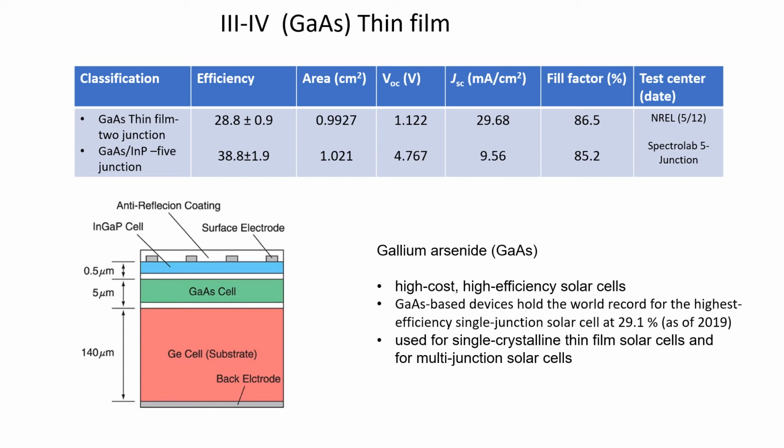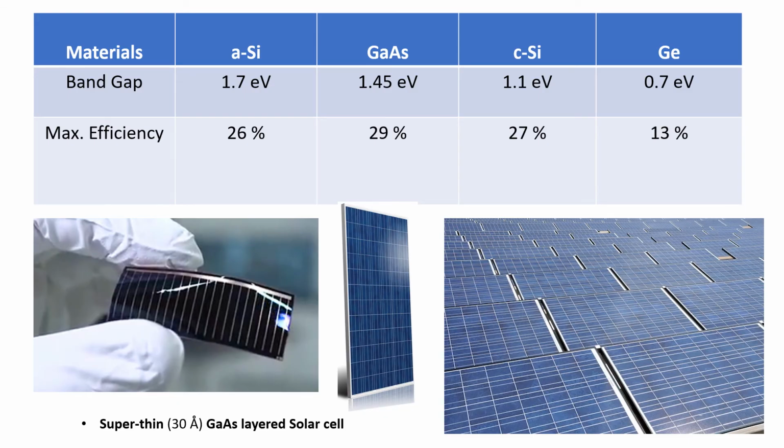To date, the gallium arsenide indium phosphide 5-junction solar cell has shown efficiency as high as 39%, as reported by the Spectrolab 5-junction experiment. Here is the comparison of efficiencies of the 4 main types of solar cells.